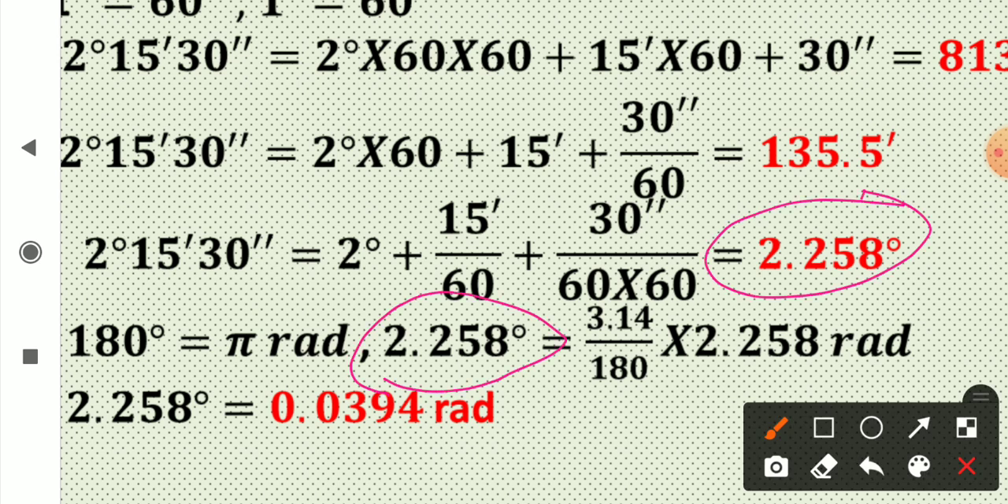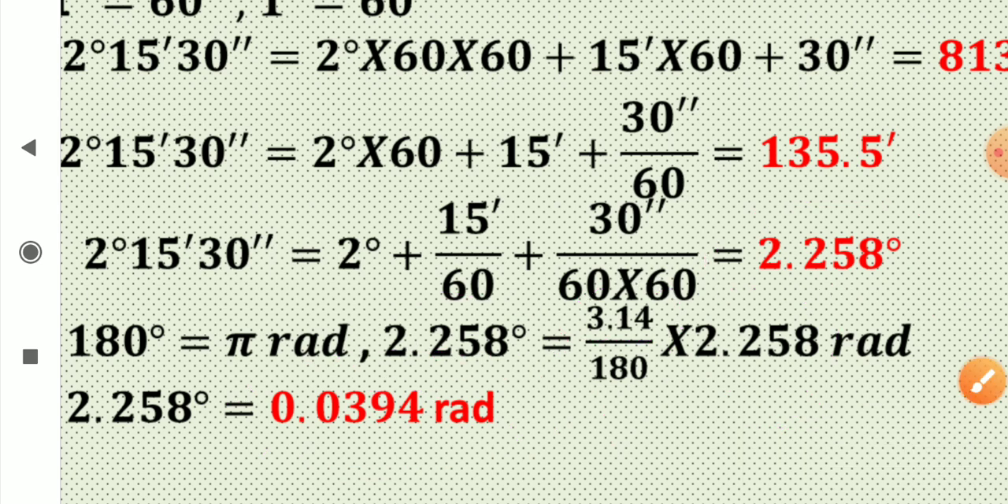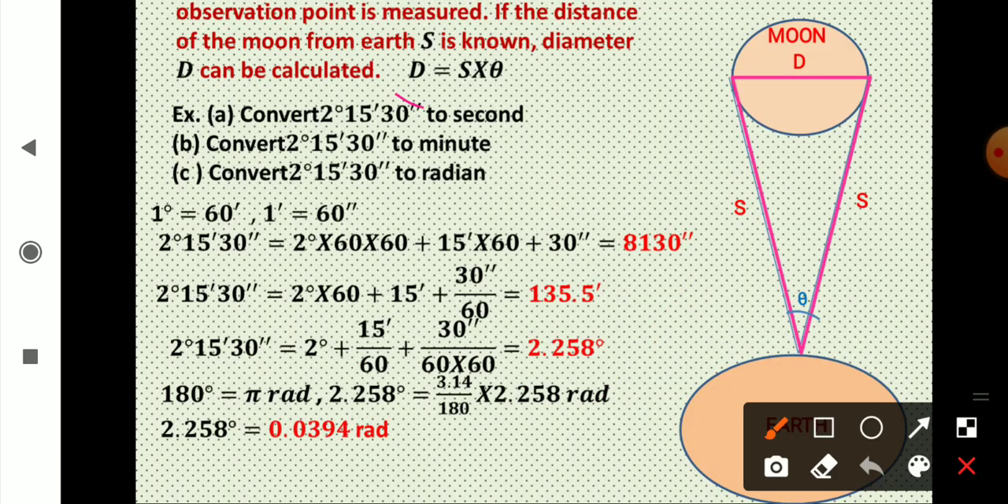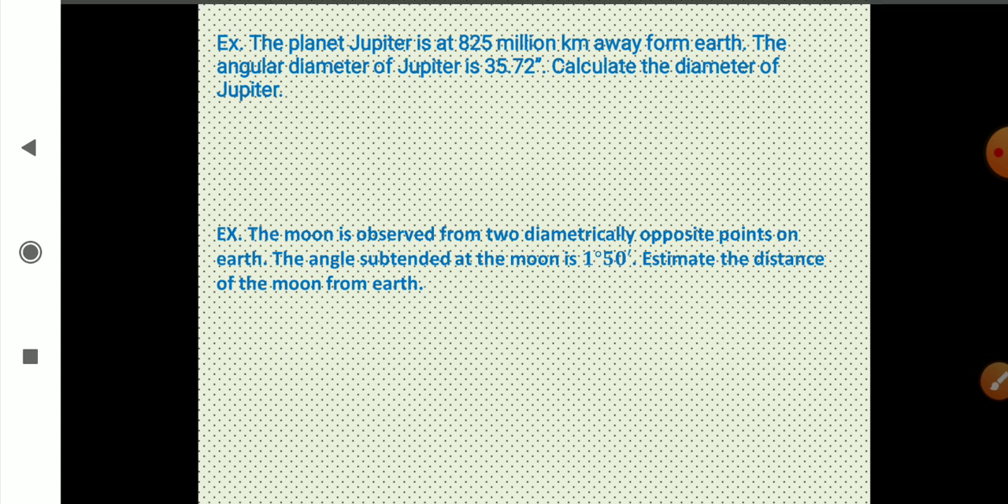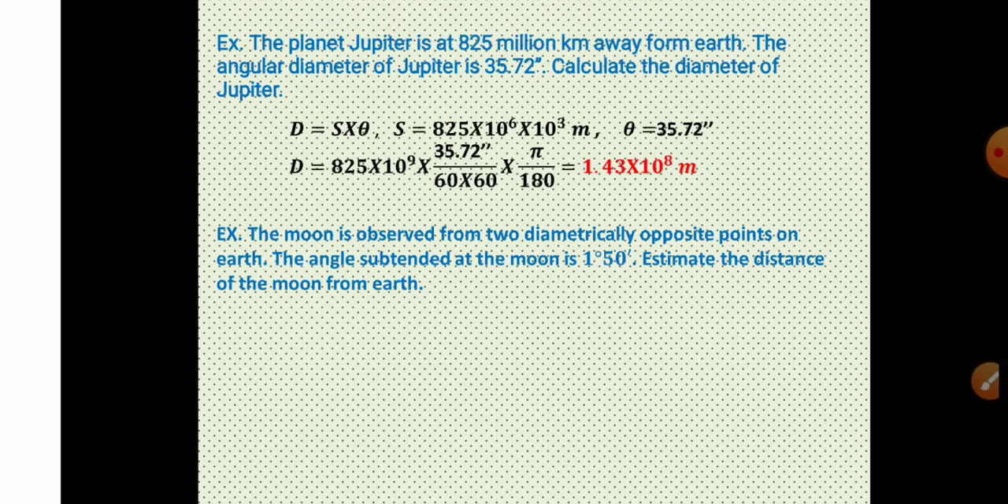So you get 2.258 degree is equal to pi, put the value of pi, 3.14 upon 180 into 2.258, and this product will be in radian. And when you simplify, you get 0.0394 radian. See, in all such relations, the angle theta will be used in radian only, because that is the SI unit. You cannot use degree or minute or second. So you must learn to convert them to radian. So let us begin with a numerical problem here.